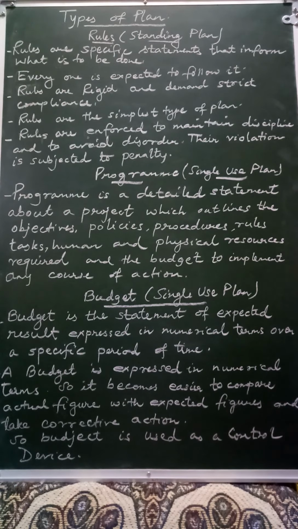Rules are enforced to maintain discipline and to avoid disorder and chaos in the organization. The violation is generally associated with some type of disciplinary action. Some type of penalty can be imposed if rules are not properly followed. We can take an example: a company may have the rule of no smoking in the factory premises.